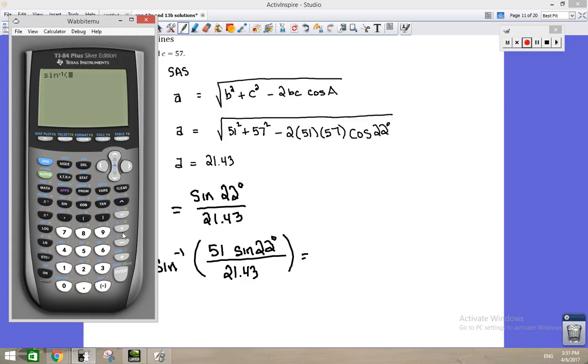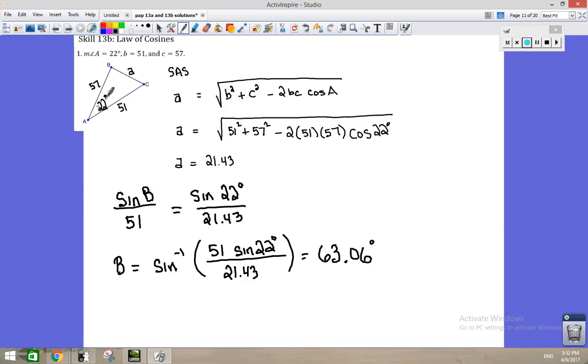The inverse sine of 51 times the sine of 22. It is important that I close that parenthesis and then divide by 21.43. It's not as important, that final parenthesis, because it'll close it for me. So I'm getting an angle measure of 63.06 degrees. Okay, so now I have two angles.